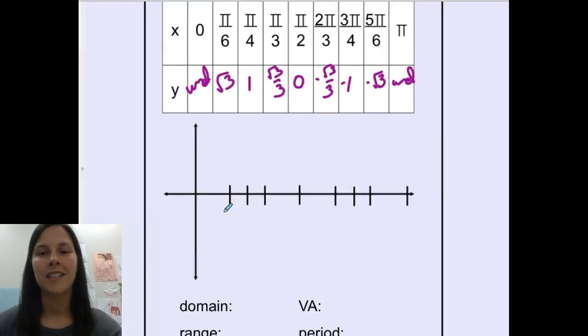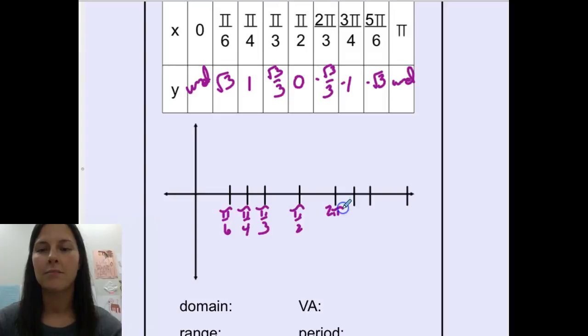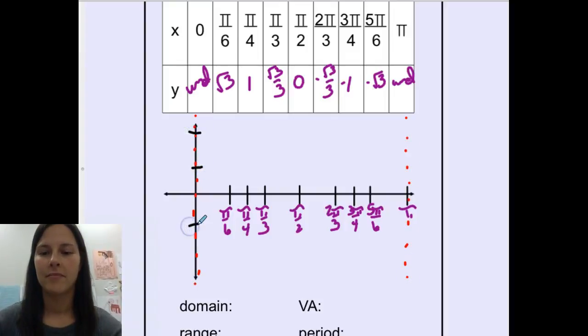Again, the scale for our x-axis is not spaced evenly. We get pi over 6, pi over 4, pi over 3, pi over 2, and then getting into the second quadrant, we have 2 pi over 3, 3 pi over 4, 5 pi over 6, and pi. Plotting those vertical asymptotes where our cotangent function is undefined. And we'll scale our y-axis as 2 and negative 2 again.